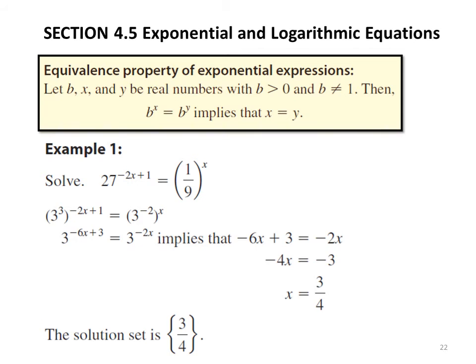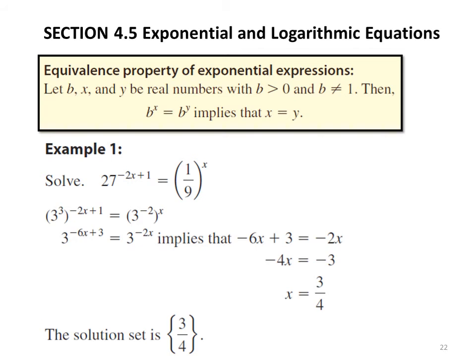Now on the left hand side multiply the outside and inside power, so you get 3 raised to the power minus 6x plus 3. The right hand side becomes 3 to the power minus 2 times x. And now you have written them both as a power of the same base. Since the two sides are equal and both of them are powers of the same base, then the powers must be equal. Okay, then minus 6x plus 3, which is the power on the left hand side, is equal to minus 2x, which is the power on the right hand side.